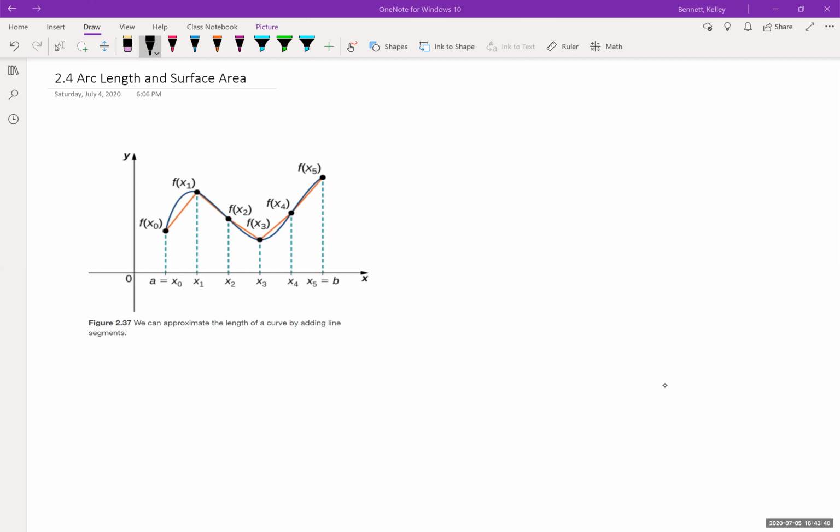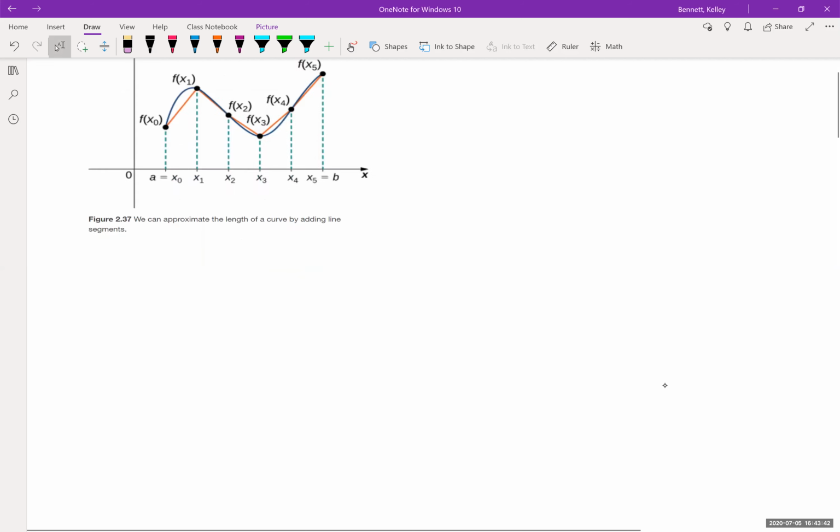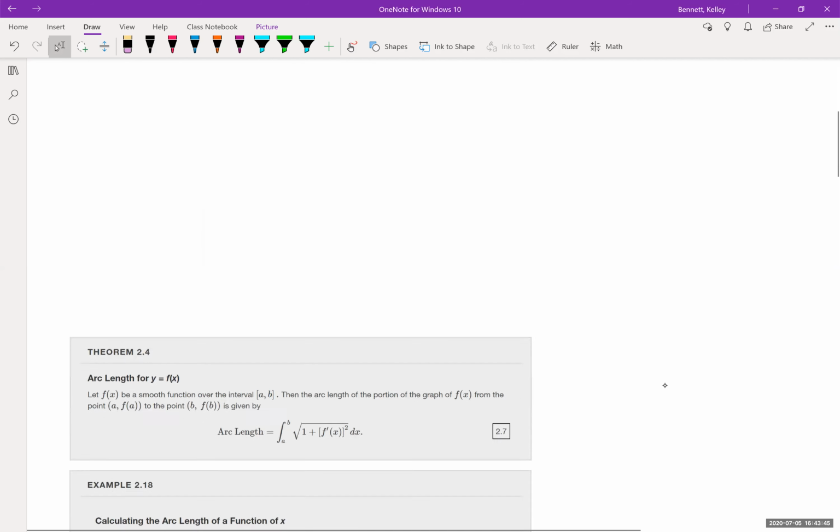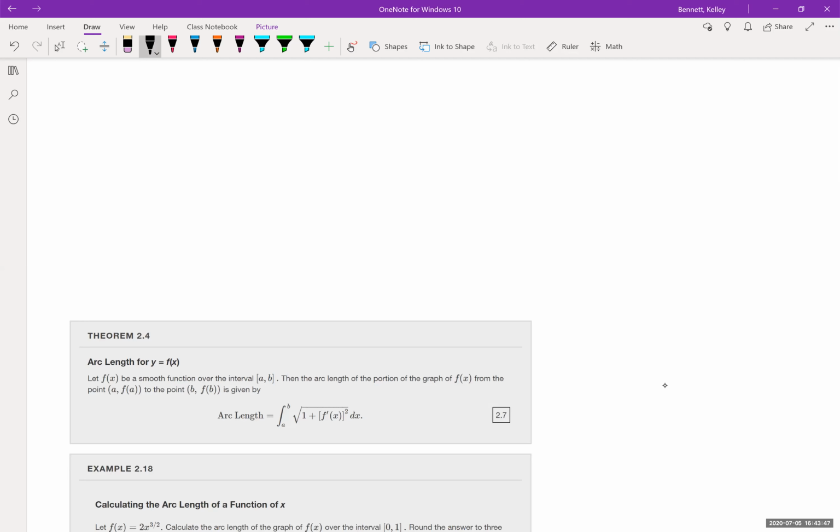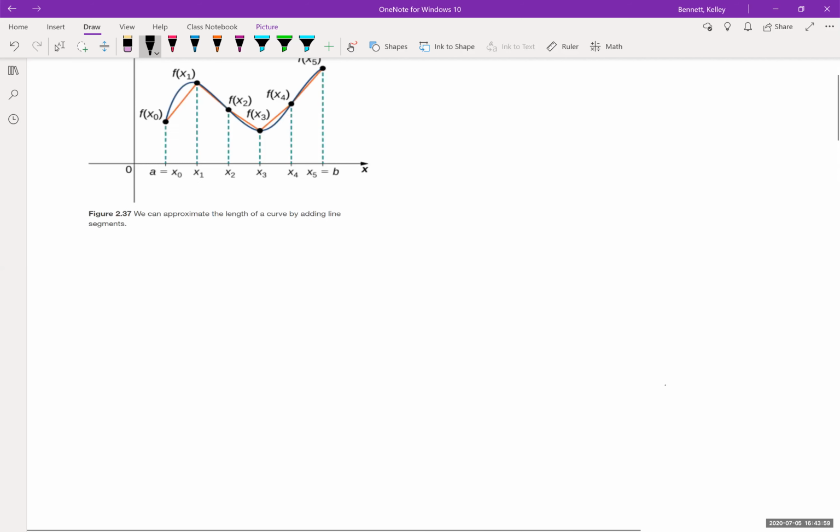So how do we connect that idea to theorem 2.4, where we see the formula for arc length? So 1 plus f prime of x squared, quantity square rooted, integrate from a to b with respect to x. So let's look at that a little bit further.